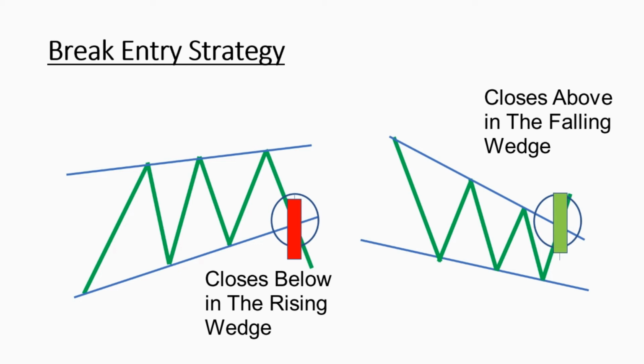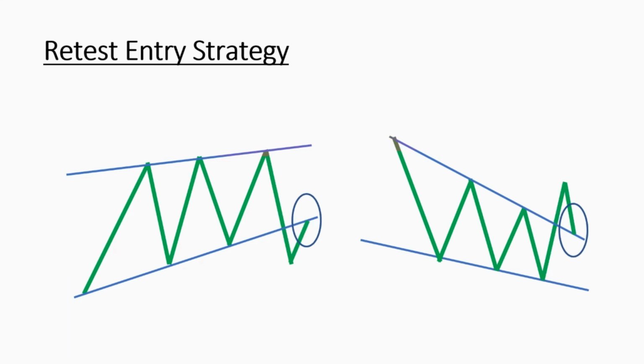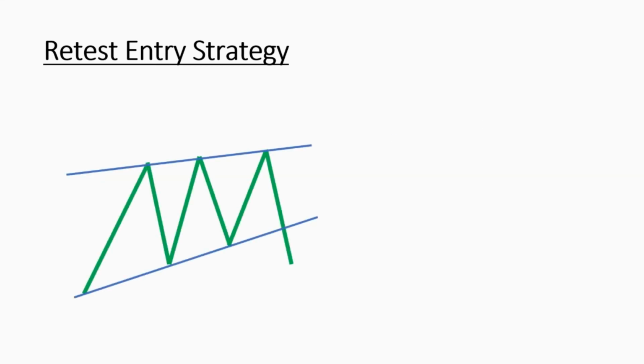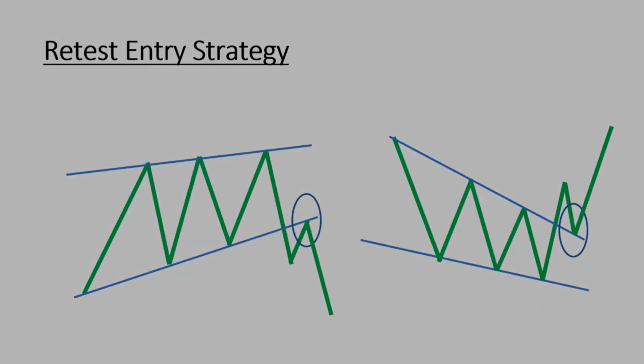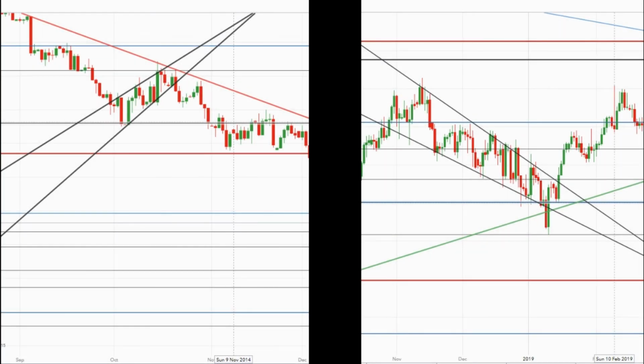The retest strategy is to wait until price breaks out of the wedge pattern and then reverses to retest that resistance level in the falling wedge or the support level in the rising wedge, and then entering the market at this point. This is a pretty non-aggressive strategy, and although you are likely to get stopped out less doing it this way, you will also miss out more opportunities in wedges that don't perform a retest. As you can see from our previous two examples, neither retested the support or resistance line.